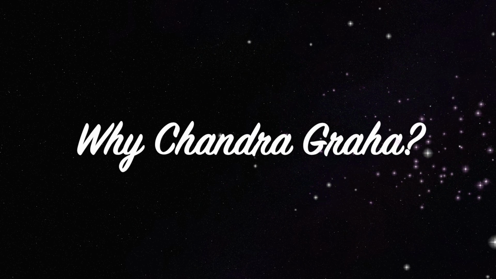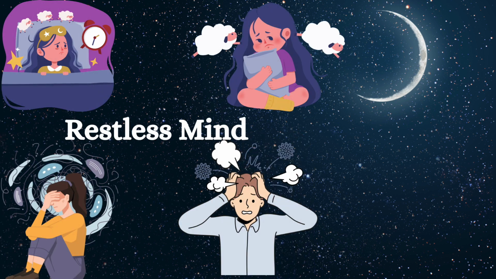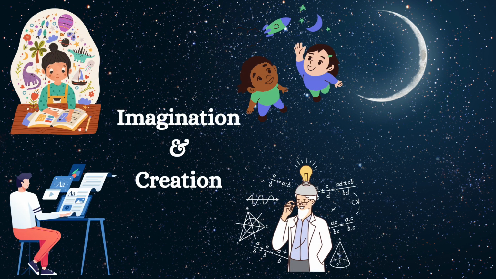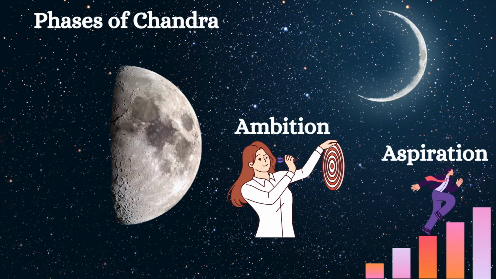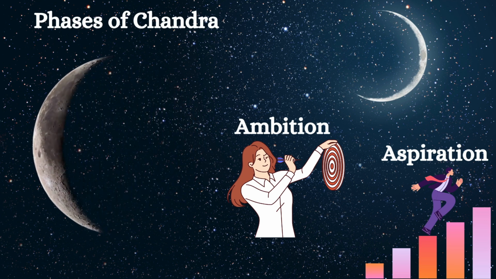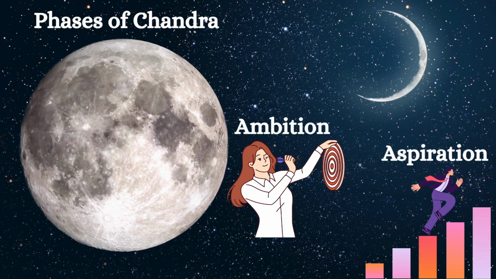Why Chandra Graha? Chandra Graha represents the mind and is the ruler of emotions. The human mind is mostly restless. It is uncomfortable in the present circumstances and is always aspiring for something else, something far off, that which may be unattainable. The mind is the source of all imagination and creation. Just like the phases of Chandra or the moon, which is constantly changing, reminds us that all our ambitions and aspirations must be nourished and nurtured till they are achieved.